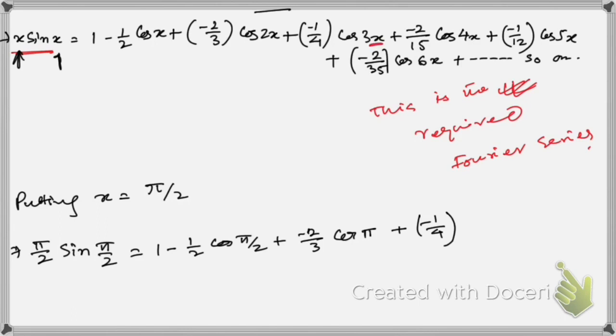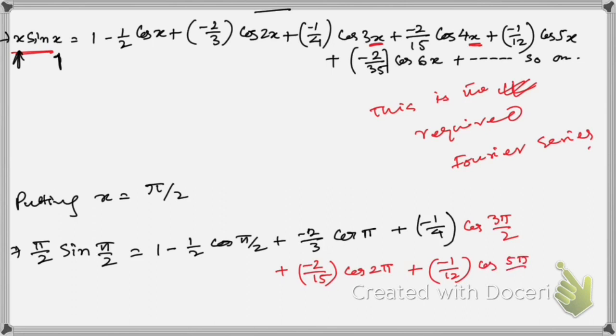If you put here pi by 2, then you will get cos 3 pi by 2. Then in the next term, plus minus 2 by 15. Then if you put here 2 pi, then you're going to have cos twice pi, right? Then in the next term, minus 1 by 12, you're going to have cos 5 pi by 2. Then in the next term, if you put here pi by 2, then what you will get? Minus 2 by 35 cos 3 pi, right, and plus so on, right. That's what we're gonna have.